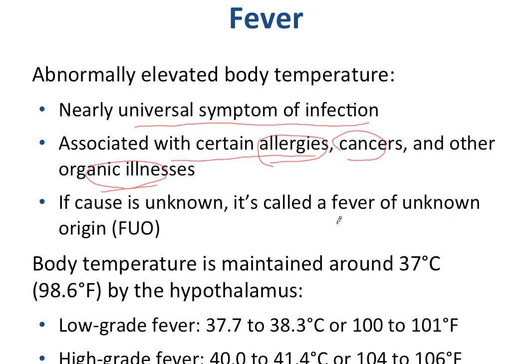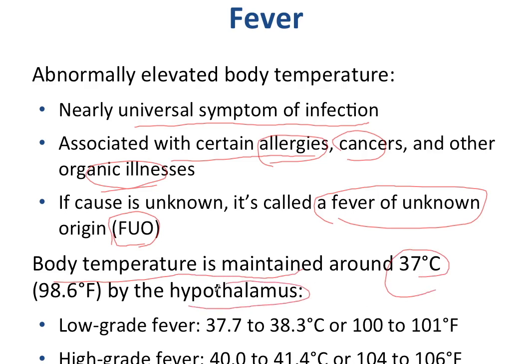So that's fever of unknown origin. It's FUO. It's not UFO. UFO is not for fever. Body temperature: the normal temperature is 37 degrees Celsius, maintained by the hypothalamus. Low grade fever means 37.7 to 38.3. High grade is 40 to 41.